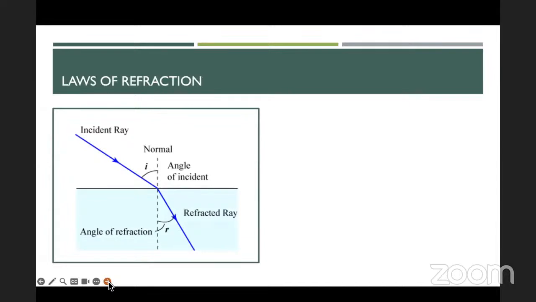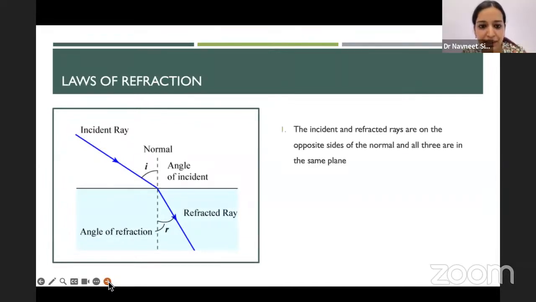So, important are the laws of refraction. Now, why do we need to understand these laws? Because that is how the light traverses through the cornea as well. There are two important laws of refraction. The first law states that the incident and the refracted rays are on opposite sides of the normal. A normal is a perpendicular line at the junction of the two media, and the incident ray, the refracted ray, and the normal are all in the same plane.